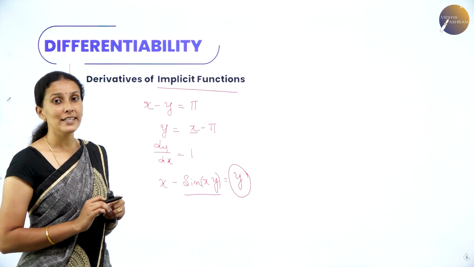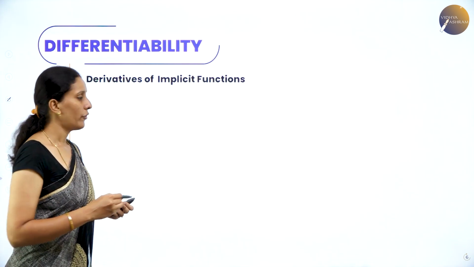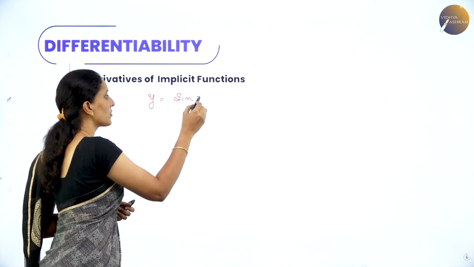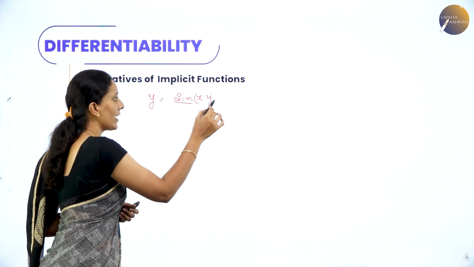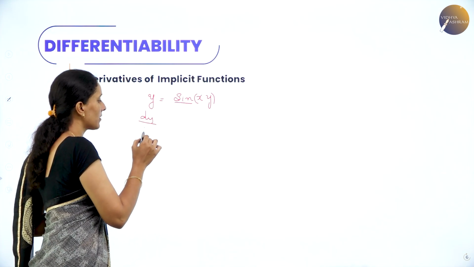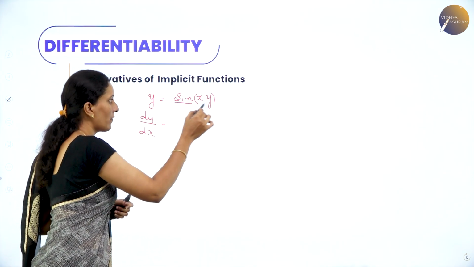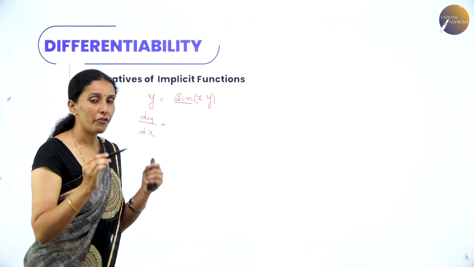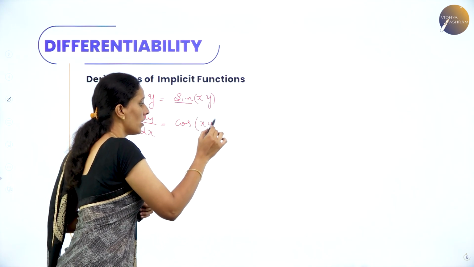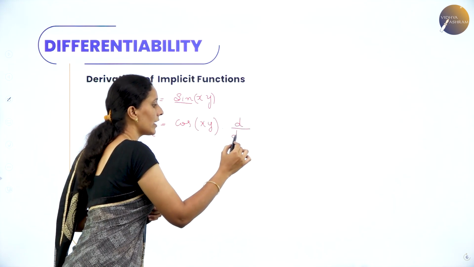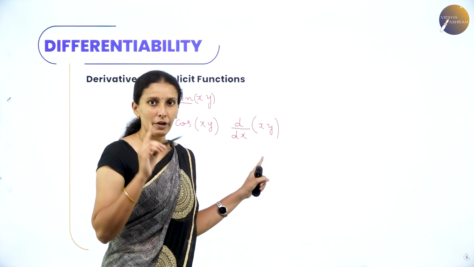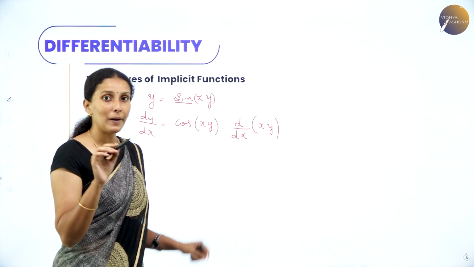Then how do we derive these kinds of functions? For example, let me take y is equal to sin xy. Here sin xy is again a composite function, and y we write as dy by dx. Next we derive this function. What is the derivative of sin of any function? It is cos, so this is cos of xy. Now again derive the given function xy with respect to x. Here we have two functions, one is x and another is y. So apply the product rule.